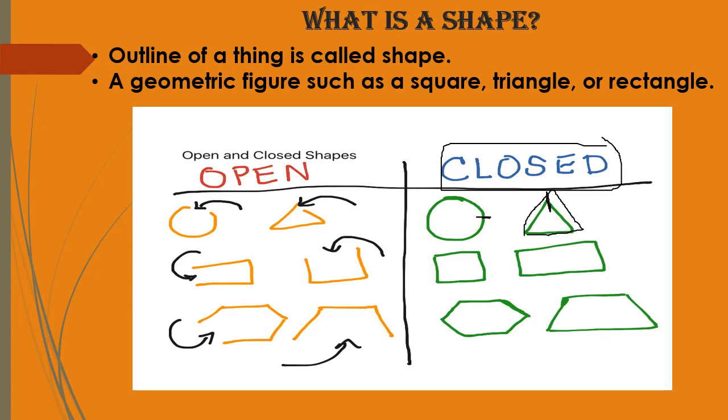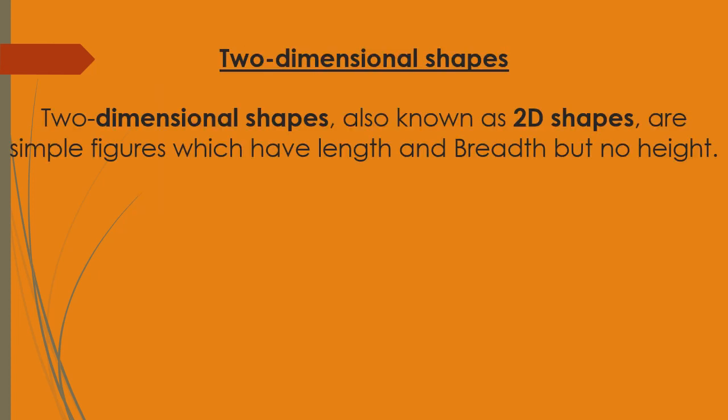You can see these closed figures. This is a circle, triangle, square, rectangle, hexagon, and what is this? This is a rhombus, and this is a four-sided figure. That is why this is called a quadrilateral, which we are going to study about now. We have studied about the shapes, open shapes and closed shapes.